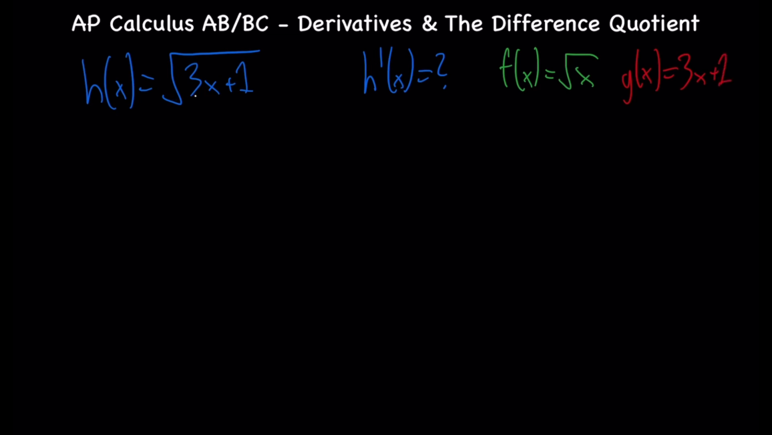You can think of it this way. We're square rooting 3x plus 1, this binomial. We're square rooting it. That's kind of like composition. That's why function composition is an important topic to learn in pre-calculus, because it prepares you for AP calculus, specifically for the chain rule. Anyways, let's solve this.